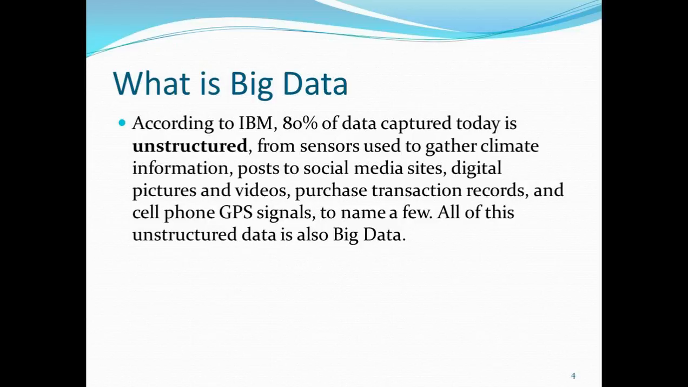The next category is unstructured. The paragraph you are seeing in front of your screen is unstructured data. Whatever we tweet, whatever we post on social media, you can't put any structure on top of it. That's unstructured data. This unstructured data is captured from sensors used to gather climate information, posts to social media, digital pictures, videos, purchase transaction records, cell phone GPS signals, and many more.